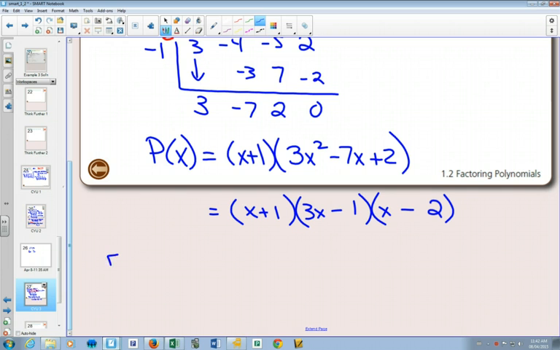Questions you can do for this one? 5, 11, 9, and 10b.